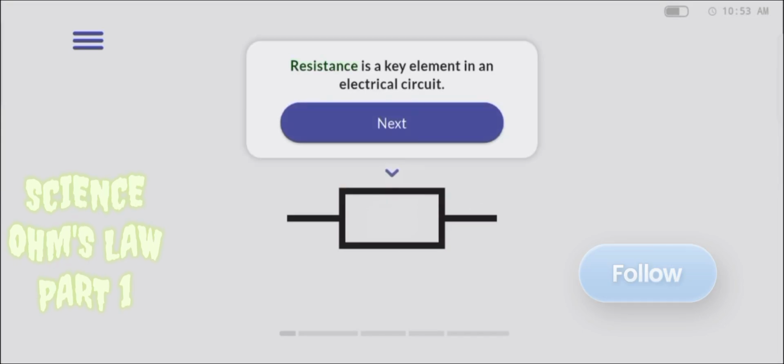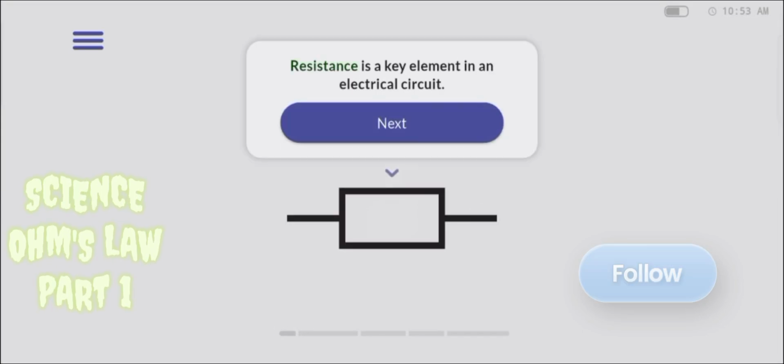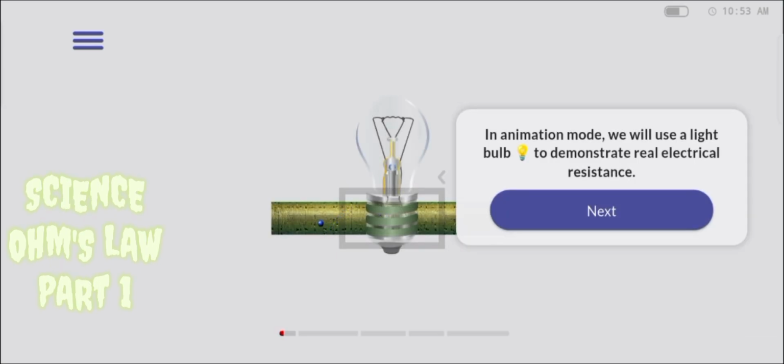Welcome to the lesson on Ohm's law. In this, resistance is a key element in an electrical circuit. In animation mode, we will use a light bulb to demonstrate real electrical resistance.